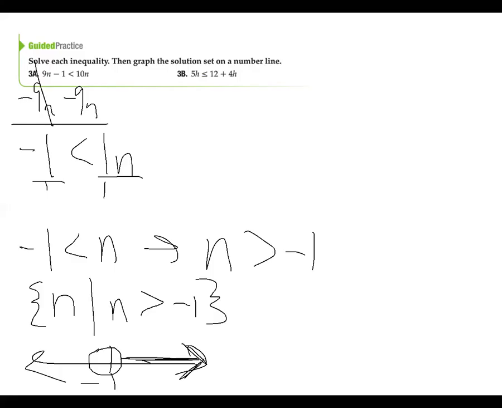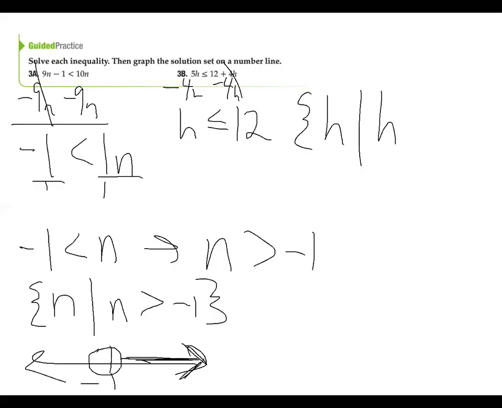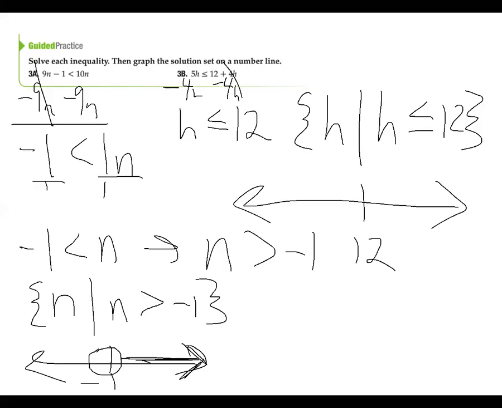For 3b, I would subtract 4h from both sides. You get h is less than or equal to 12. So the solution is the set of all h such that h is less than or equal to 12. On the number line, you put 12, closed circle because it's or equal to, and h is less than 12, so shade everything to the left. Pretty cool, huh?